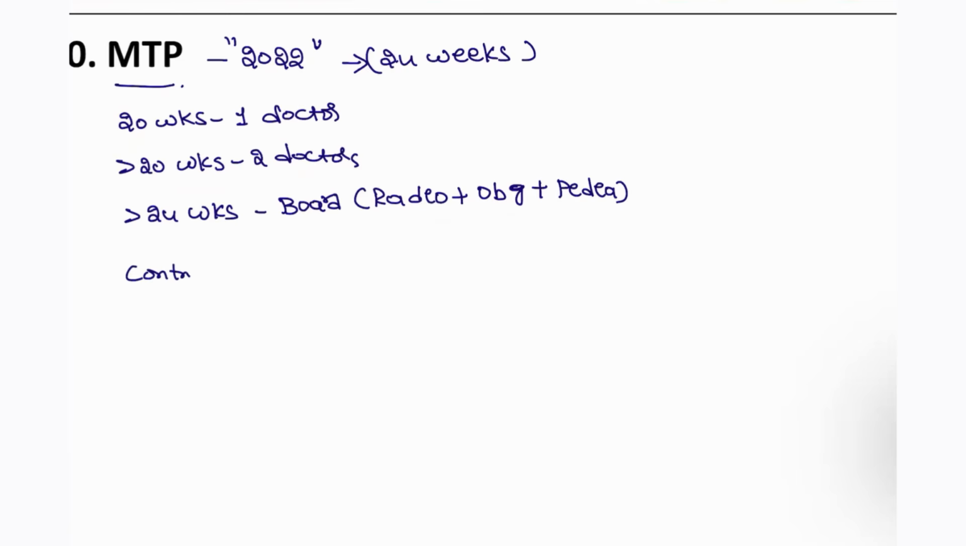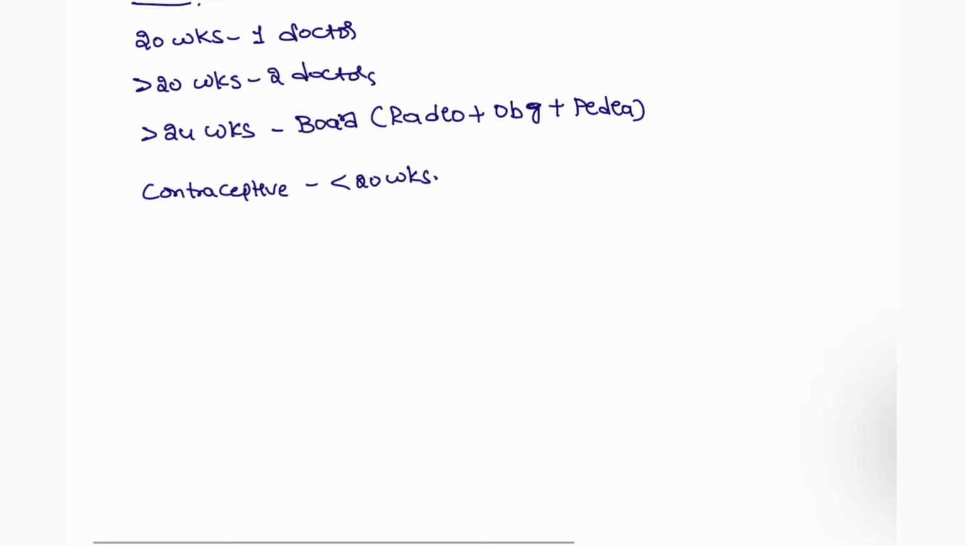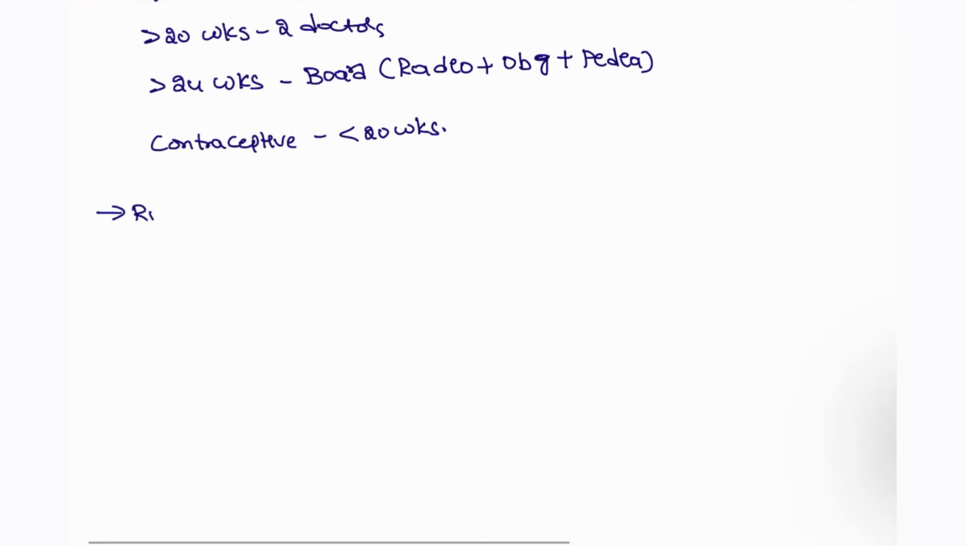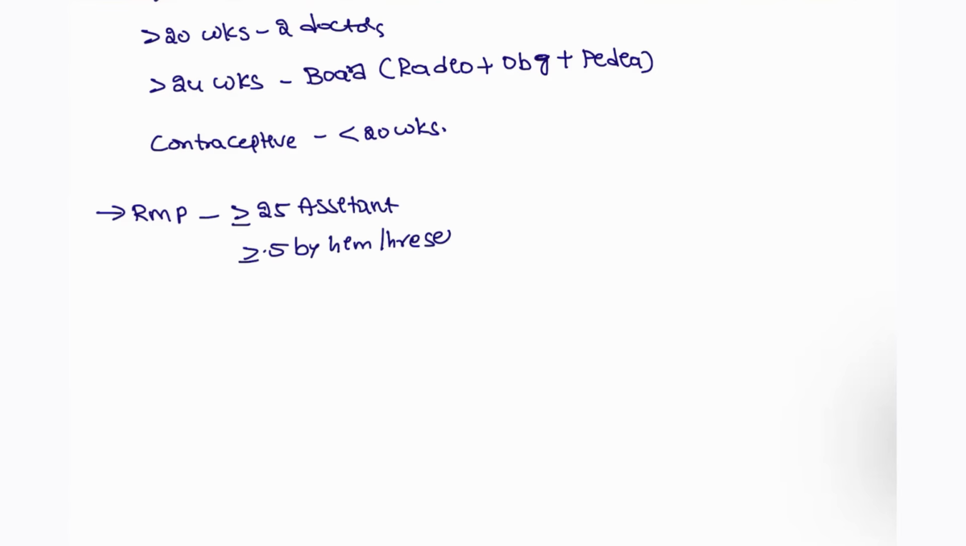Next, contraception. If it is a contraceptive failure, then only less than 20 weeks is allowed. And who can perform it? A registered medical practitioner who has done 25 as an assistant and at least 5 by themselves can perform it.